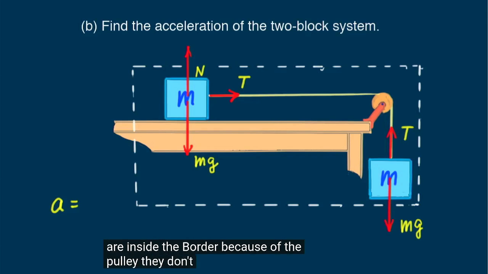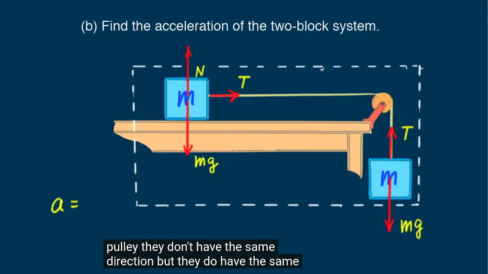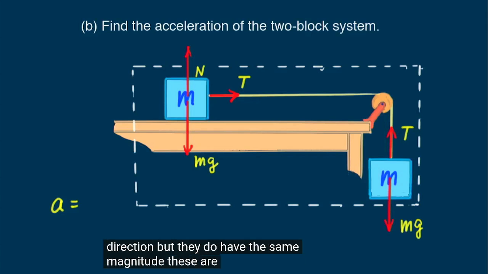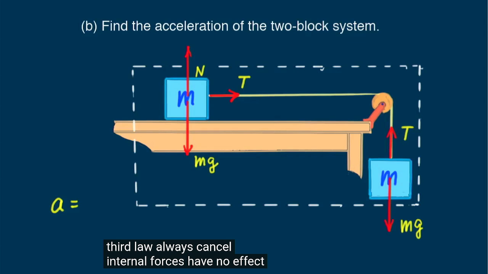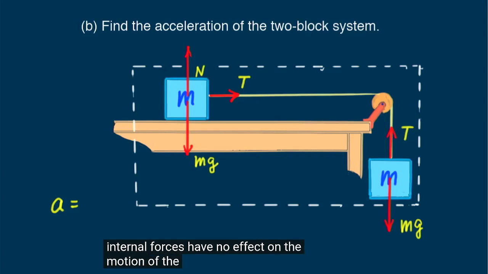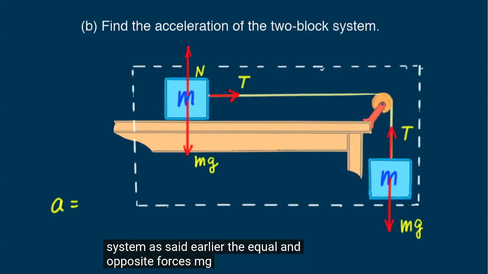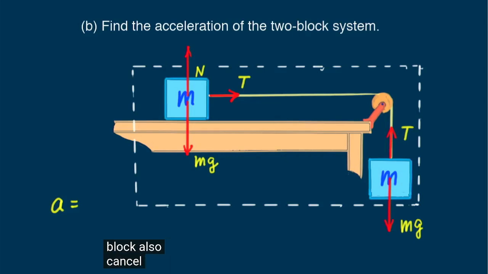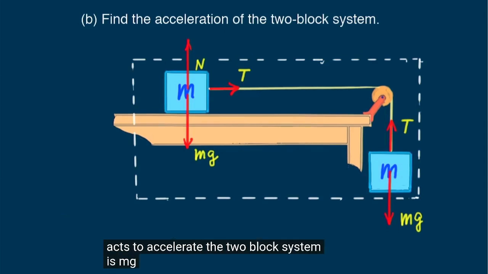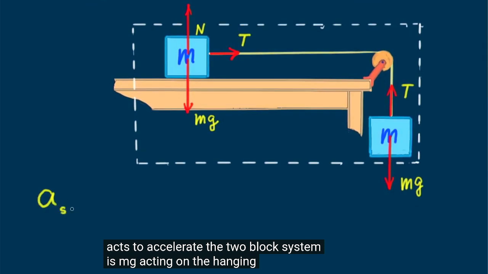Because of the pulley, they don't have the same direction, but they do have the same magnitude. These are effectively internal forces, which, in accord with Newton's third law, always cancel. Internal forces have no effect on the motion of the system. As said earlier, the equal and opposite forces mg and n on the sliding block also cancel. So the only external force that acts to accelerate the two-block system is mg acting on the hanging block.